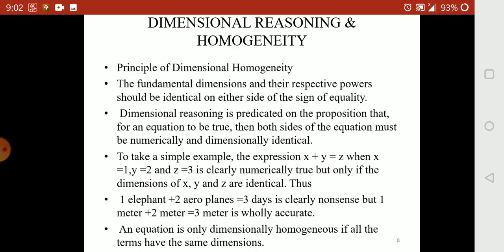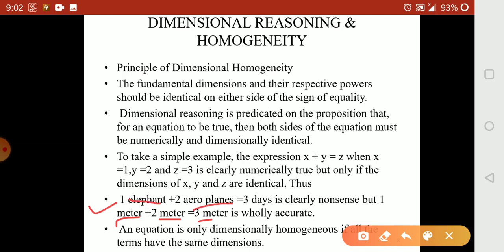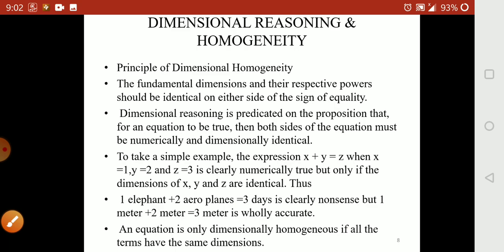Here is another example: 1 elephant plus 2 aeroplanes is equal to 3 days. It is clearly nonsense, whereas 1 meter plus 2 meter is equal to 3 meter is wholly accurate. Why? Because there is a meter in both. Both values are in meter, but here 1 elephant, 2 aeroplanes, 3 days, this is clearly nonsense.